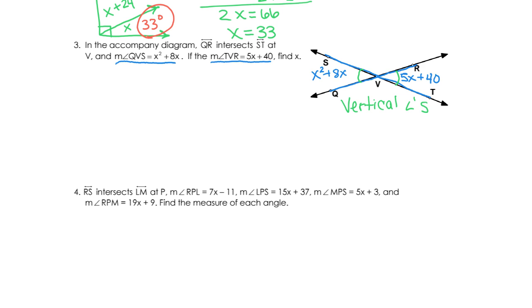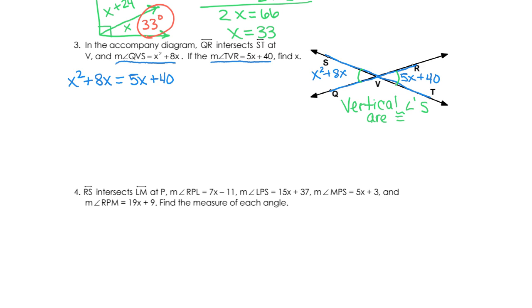Okay, turn your paper, then they will be vertical. And we know that vertical angles are congruent. They are the same size, and congruent means equal. So all we're going to do is take the one angle, and it has to equal the measure of the other angle, because they're vertical, and vertical angles are congruent.